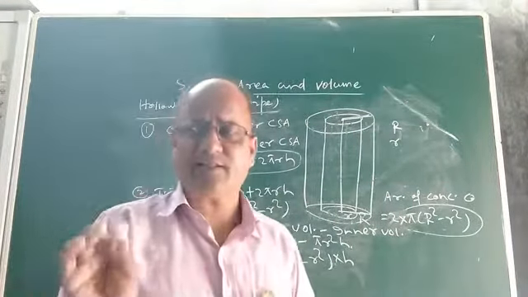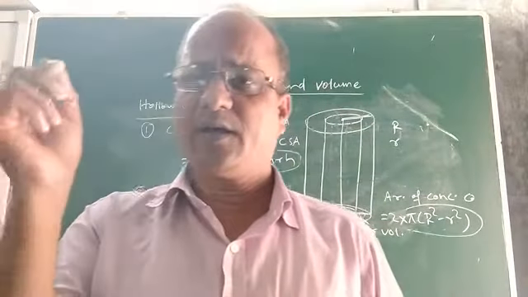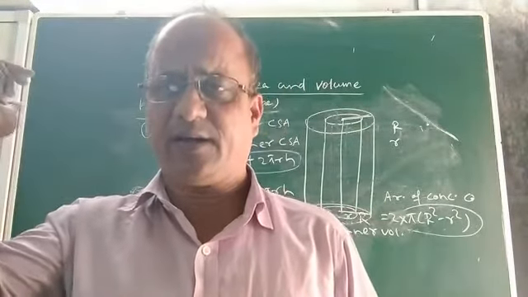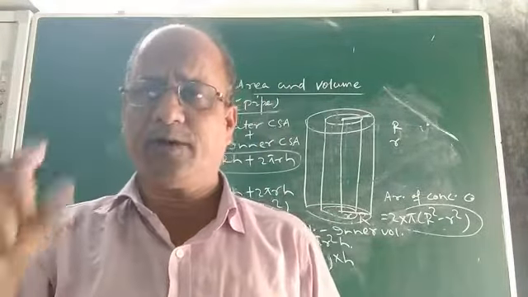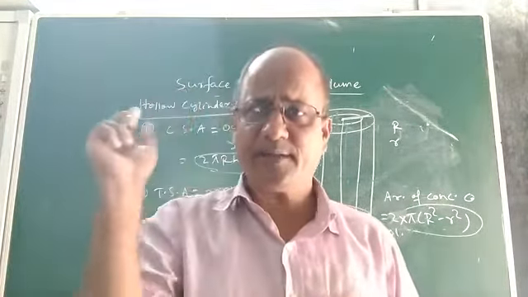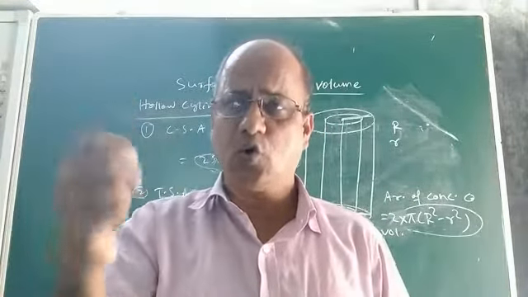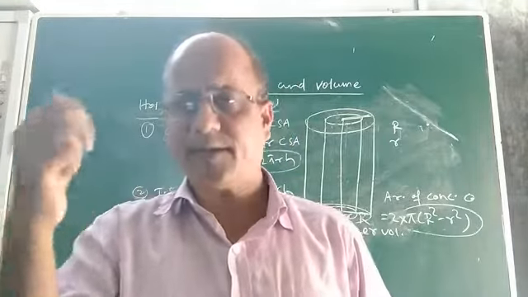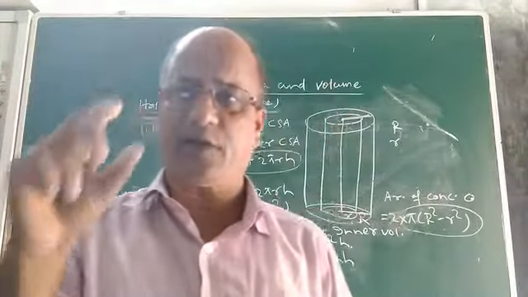So children, in this class I discussed three main solids, namely your cuboid, cube, your cylinder, that is solid cylinder, and then hollow cylinder. I discussed the formulae to find their surface area and volume. Still there are some more solids left, like your cone, sphere, hemisphere, etc. We shall discuss how to find the volume and surface area of those solids in the next class.